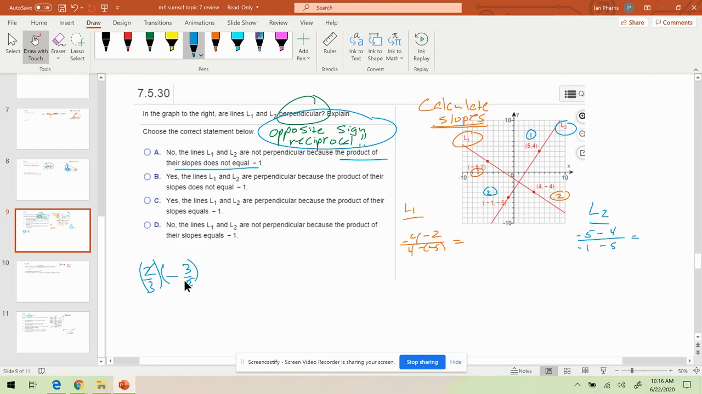If I was to multiply these two slopes together, watch what happens. So the 2's cancel, become 1. The 3's cancel, become 1. I'm left with -1. That's what they're talking about for the product of the slopes equaling -1. An easy way to refresh it or say it in your brain is opposite sign reciprocal for the slopes.